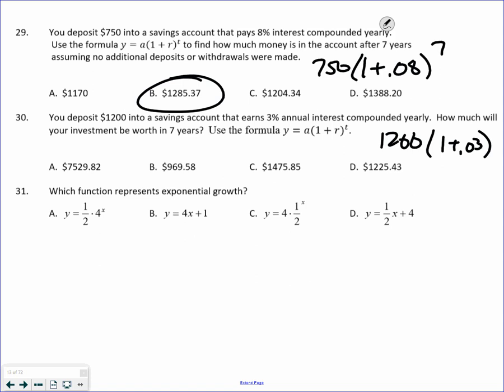This time, I got another savings account, initial amount, savings account that's earning you 3% interest, compounded yearly. How much will be worth again after 7 years? So typing that in, 1,200, 1 plus 0.03 raised to the 7th, I get C.